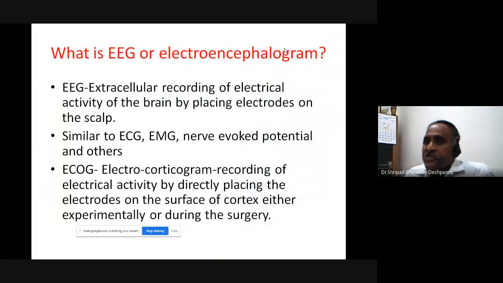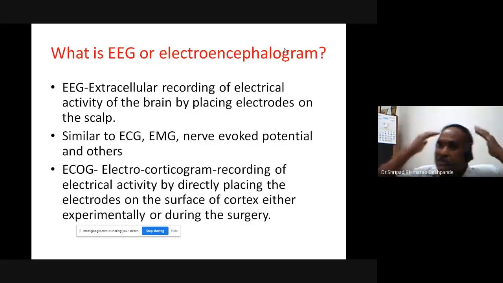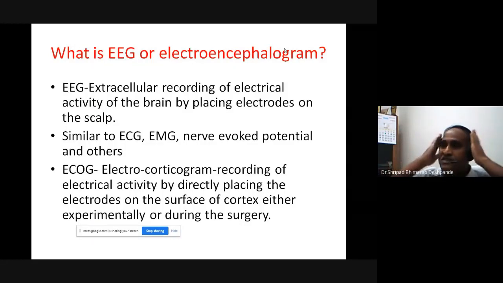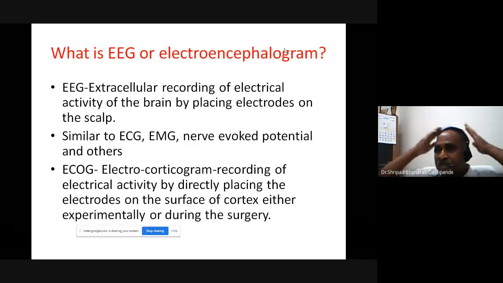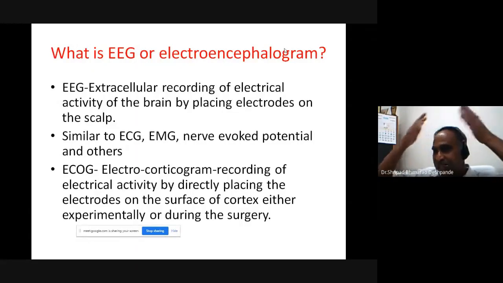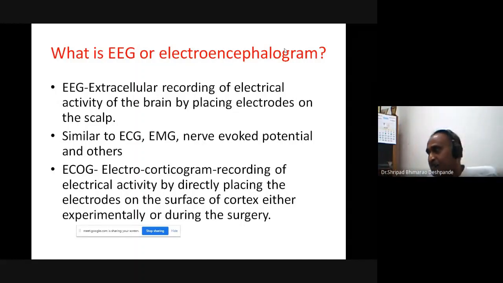EEG is an extracellular recording of the electrical activity of the brain by placing surface electrodes on the scalp, on different areas of the scalp. As I have placed this headphone there, maybe we have such types of placements. The only thing is that you cannot place it over the hair, because the hair does not allow the electrical activity to pass through. You can just check it. Okay.